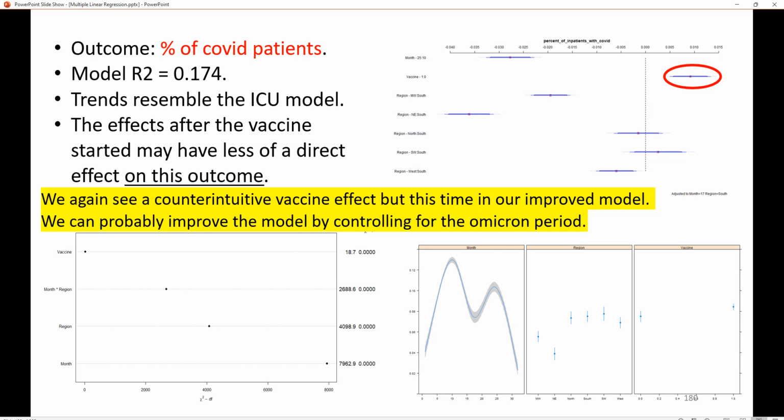However, maybe this isn't the best outcome for this model. Our outcome may not fit these predictors, or the other way around, our predictor may not fit the outcome. In other words, there may be other things that we should take into account that would tell us about the effect of the vaccine. However, maybe this is one of those things where the vaccine may not have the impact that it did on the adult ICU bed utilization.